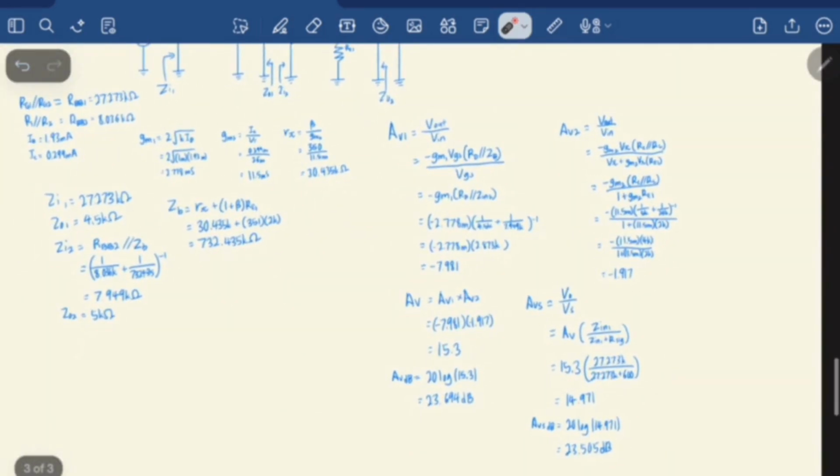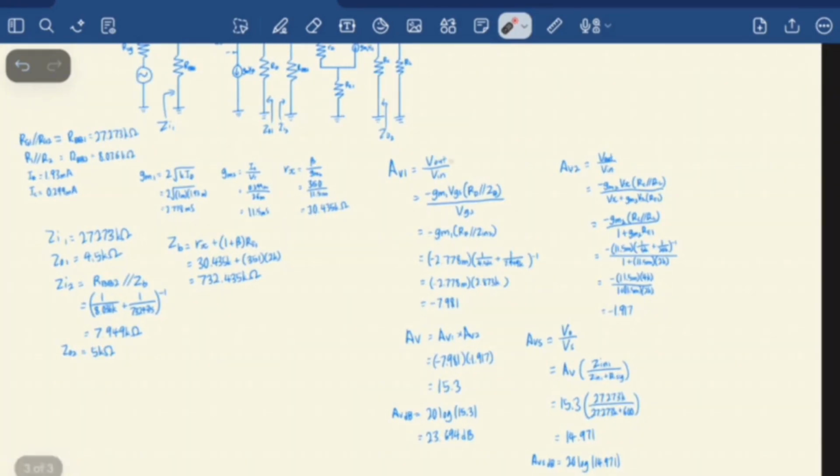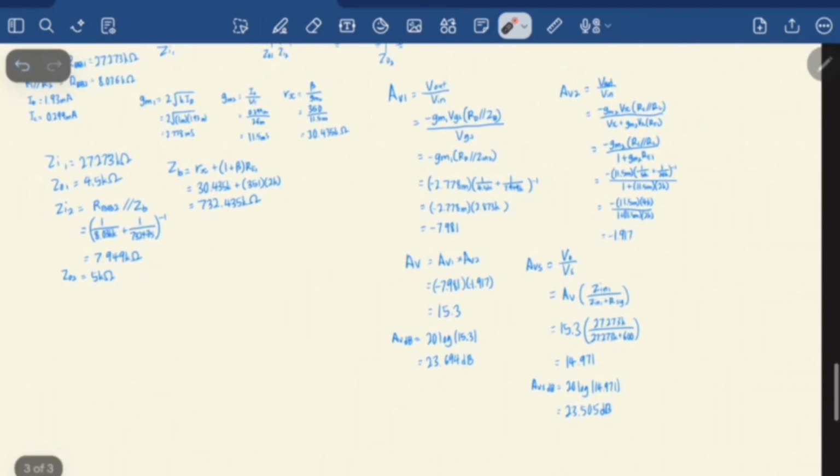Now we move on to the gain calculation. For AV1, which is at the MOSFET side, we know it's Vout over Vin, and these are the calculated values, and in the end we get negative 7.981. AV2, BJT side, same formula, only the calculation part is different because of the RE1. So the value calculated is negative 1.917.